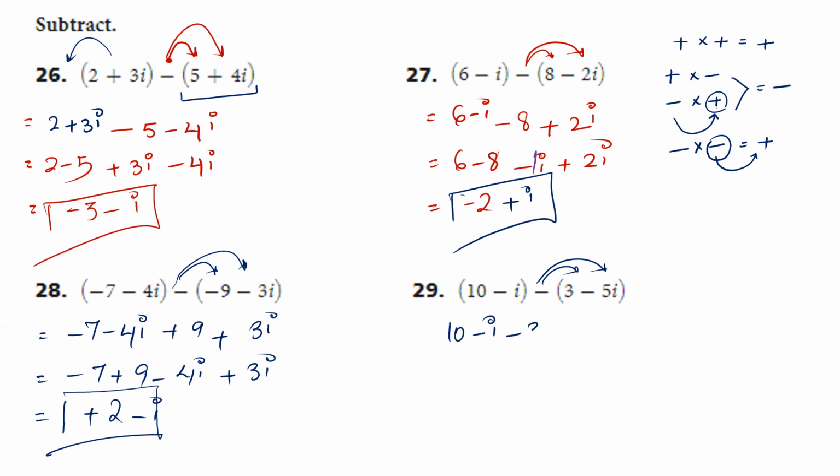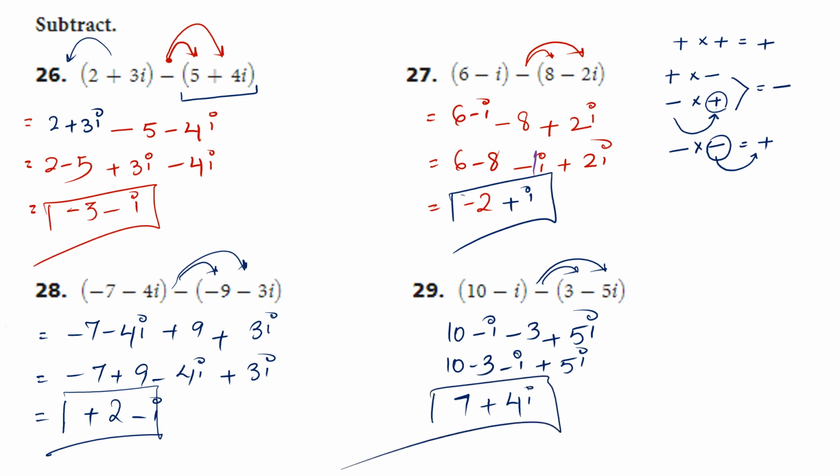Minus plus minus 3 minus minus plus 5i. Write the real part together and imaginary parts together. 10 minus 3 is 7, minus i plus 5i gives us plus 4i. We will study multiplication and division in the next video.